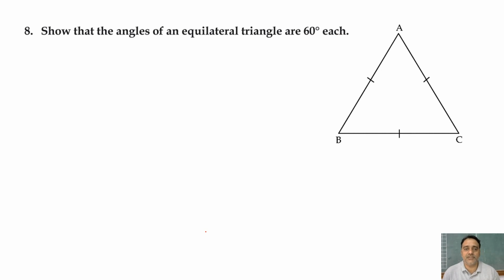Next question, show that the angles of an equilateral triangle are 60 degree each. So let us start with the first. AB is equal to any one side. Okay, any one pair we will take.